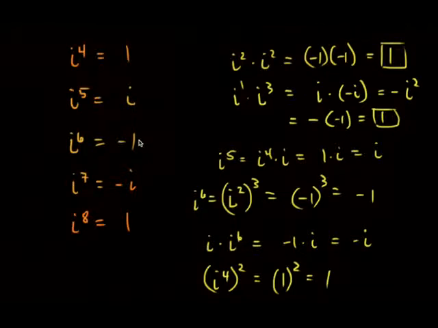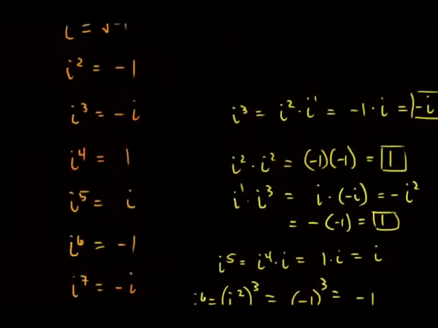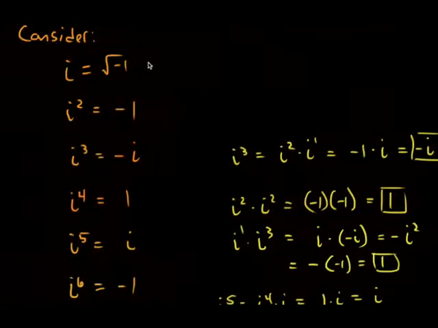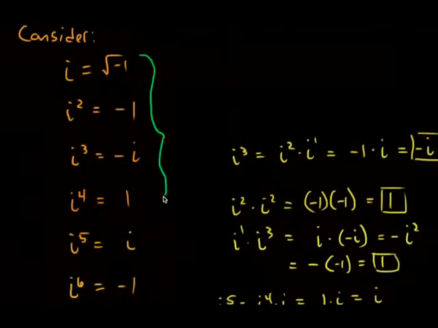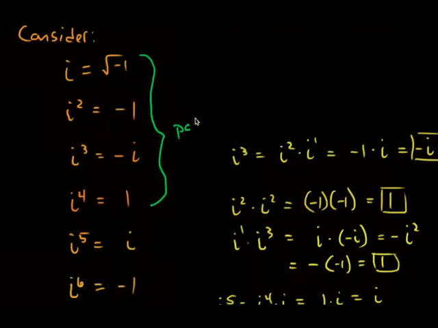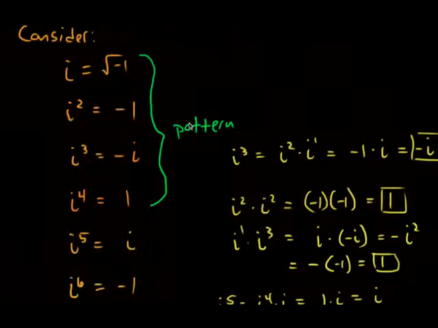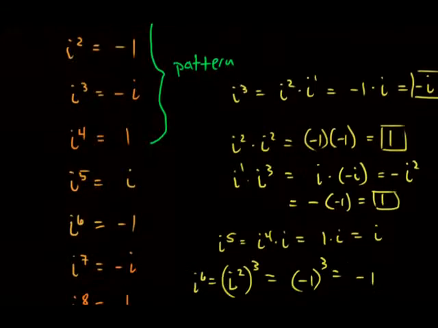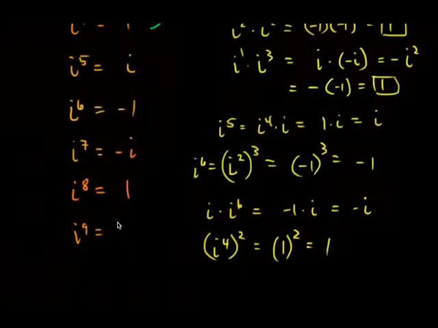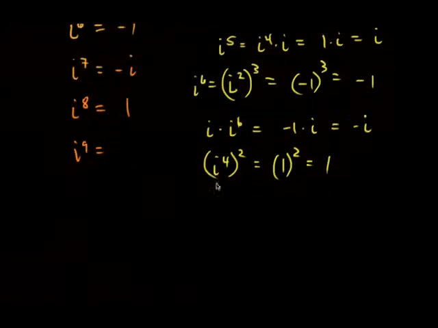i, -1, -i, 1. I don't know what your guesses are, but it turns out i to the ninth is going to repeat this pattern. It turns out that this is a 4-term pattern going on here, right? Notice there's a pattern. It's repeating this cycle of i, -1, -i, 1. So I would expect that i to the ninth would be the next one in the pattern. It's going to go back to the beginning and should equal i. Let's see if that works.